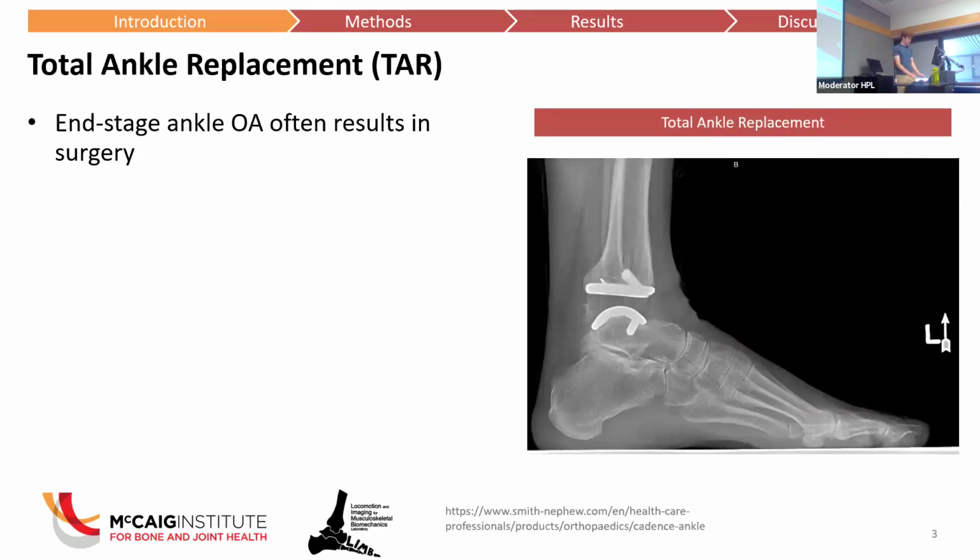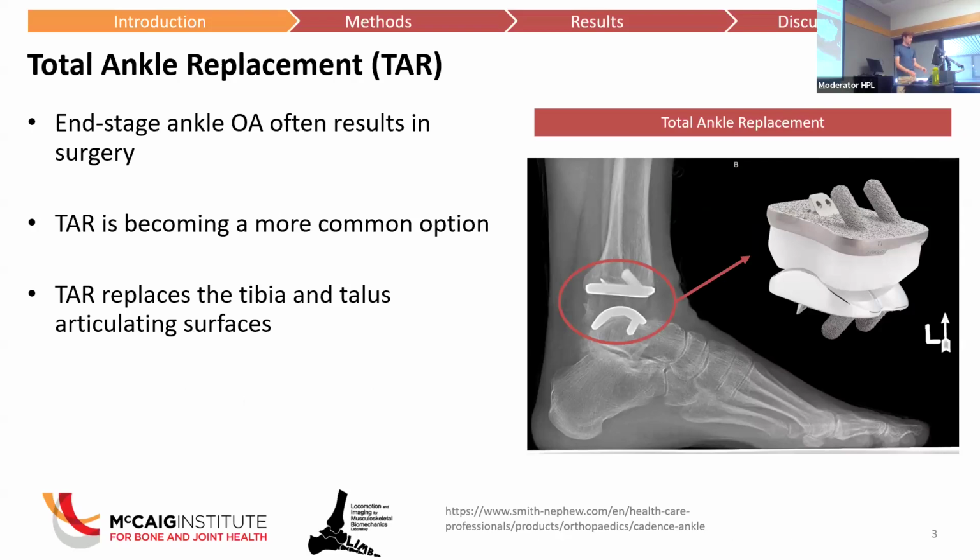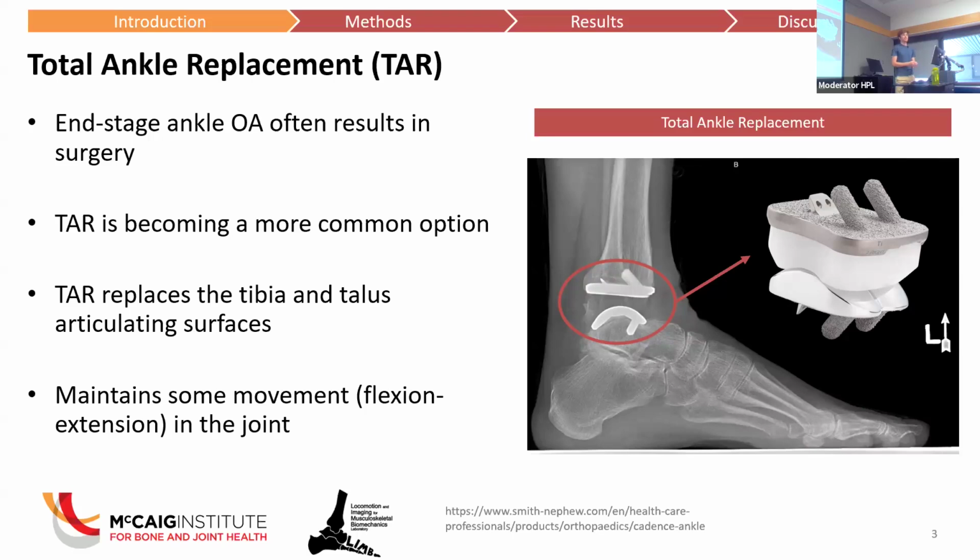One of the solutions for this is total ankle replacement. When you get to an end stage of arthritis, you often undergo this surgery. It's becoming a more common option compared to previous surgeries such as a fusion surgery, which just isolates and fuses that joint together and doesn't allow any motion. So TAR replaces the tibia and talus articulating surfaces and allows some movement in that joint still along that flexion extension. And that is the motion we're going to be looking at today primarily, the flexion extension. That is the primary mechanism of that joint and of those two bones.